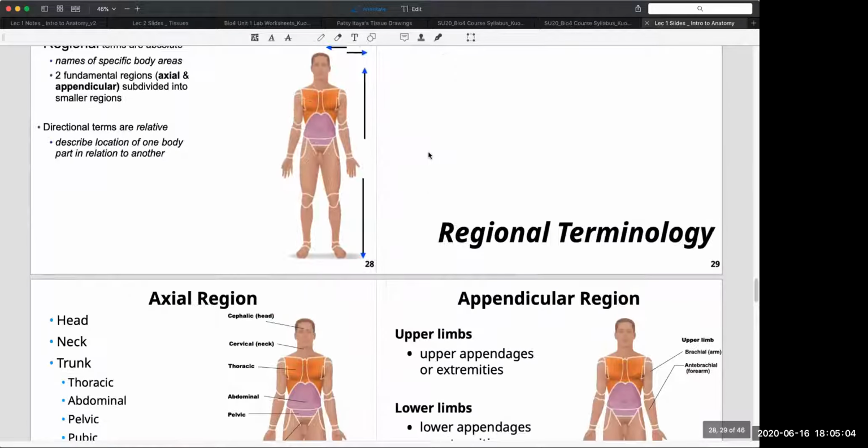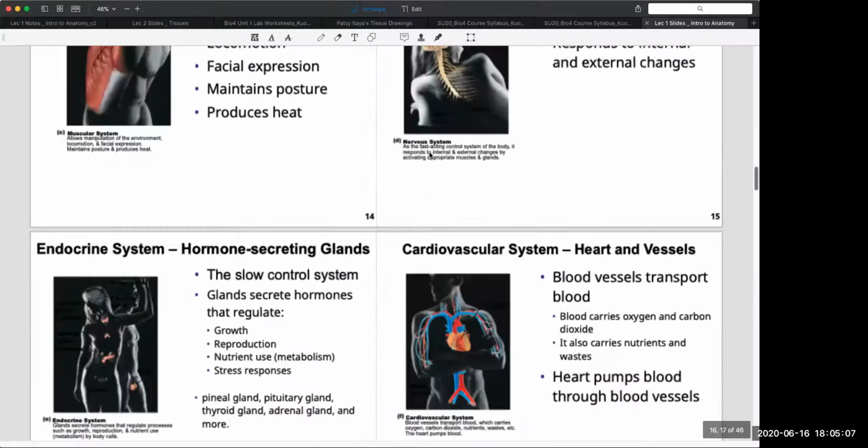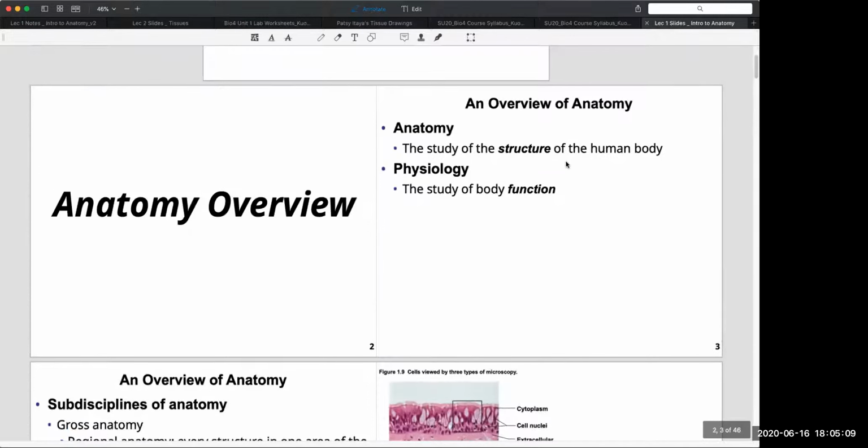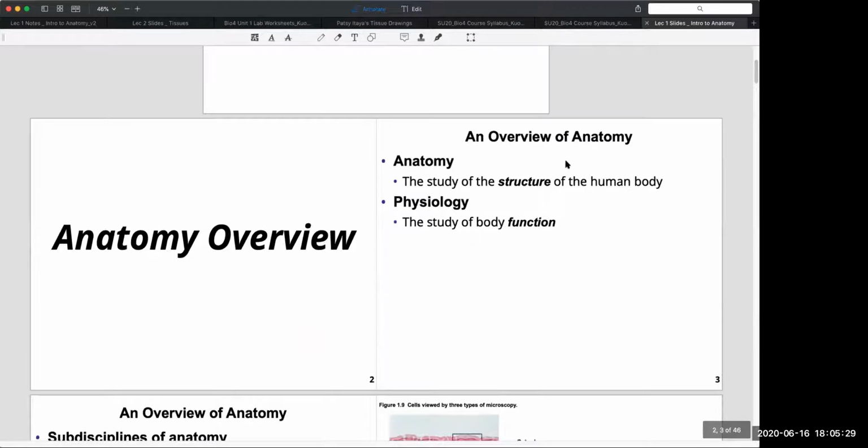All right, so this is the lecture recording for lecture 1, Introduction to Anatomy. Okay, so when we study anatomy, we're looking at the structure. And physiology has to do with the function of those structures.